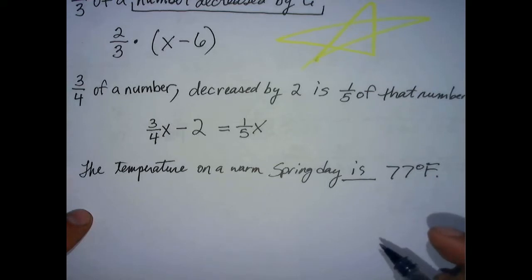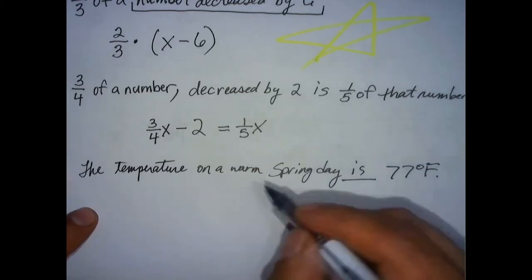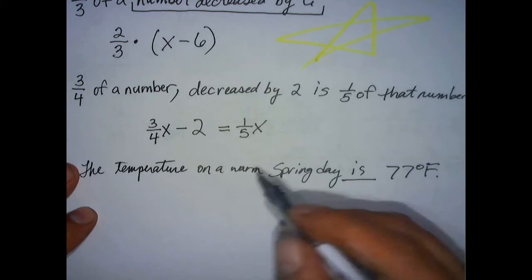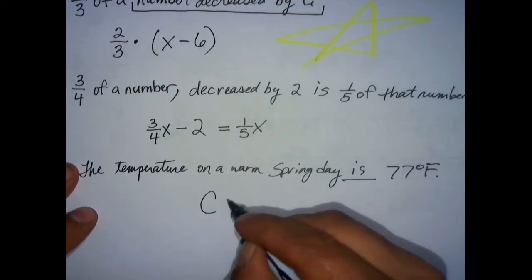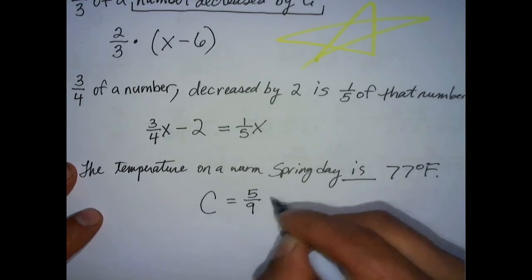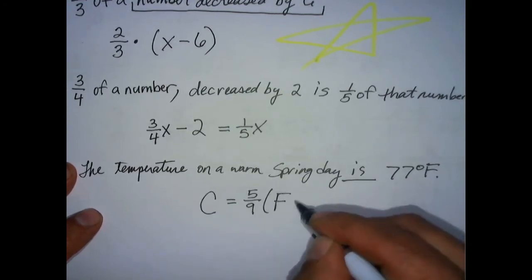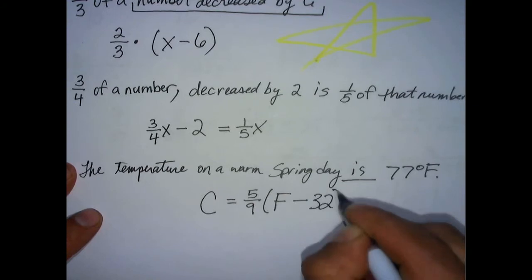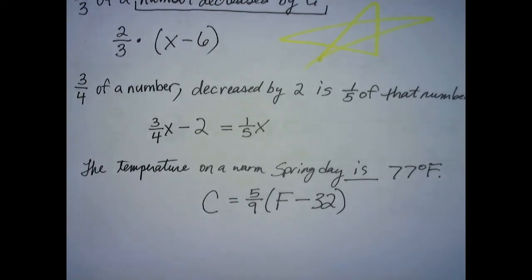Okay, so here's the formula. I'm going to give you the formula. I don't expect you to memorize it. The formula is Celsius is equal to 5/9, and we take that Fahrenheit, and we subtract 32. Okay. So, not too bad, right?